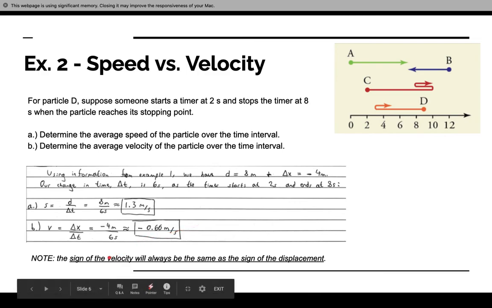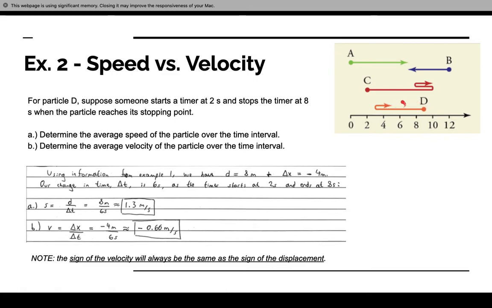And again, as I noted, the sign of velocity will always be the sign of displacement, indicating that we headed to the left over this time interval. Our net change of position was to the left. We started at d, or at 9 meters, and we ended up at 5 meters.